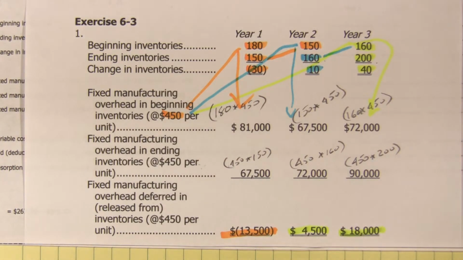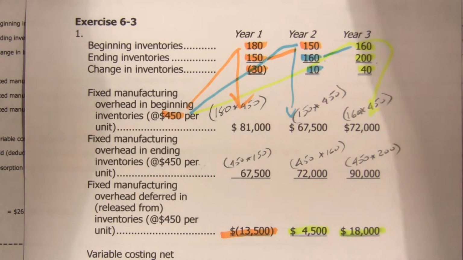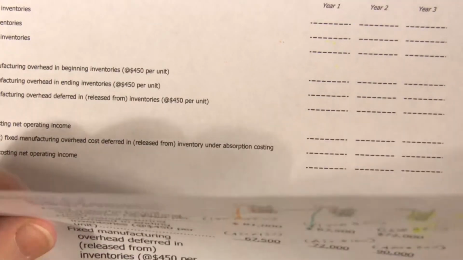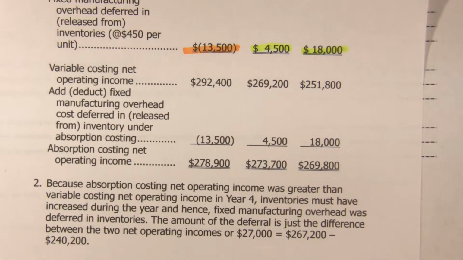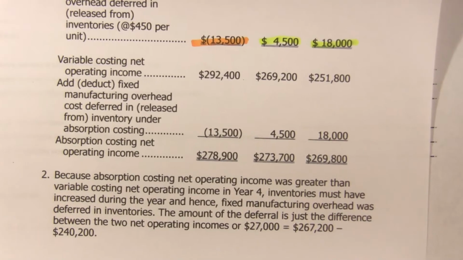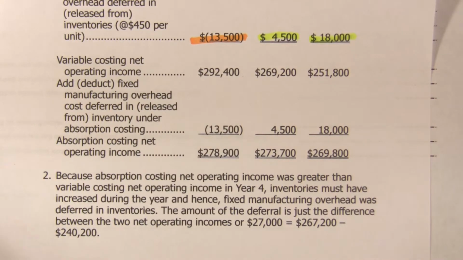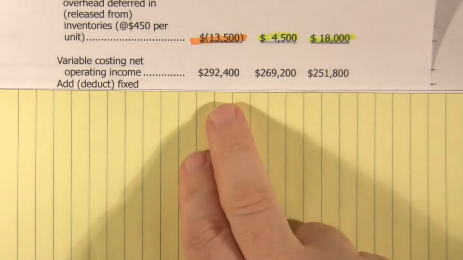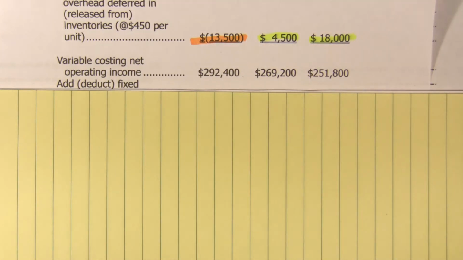Okay, so we looked at the change in inventories and we determined how much fixed overhead was captured in those ending inventories. The last part of the problem asks us to reconcile the absorption costing income with the variable costing income. And it's really pretty straightforward. We have our variable costing income. We're given that. They give us the income for each year: 292.4, 269.2, and 251.8. That information is given to us. That's right out of the textbook.